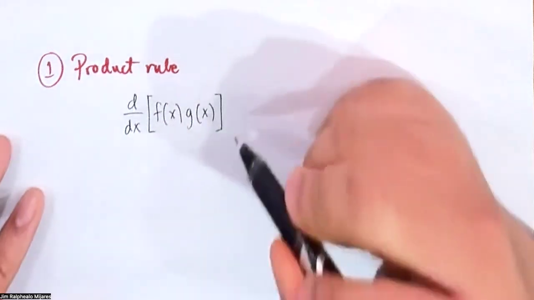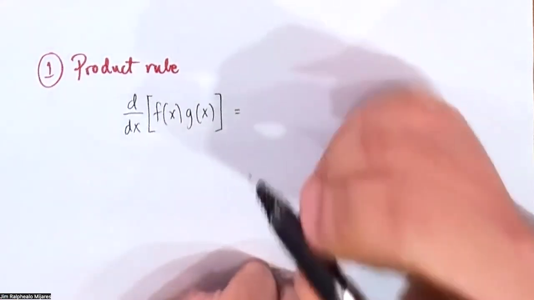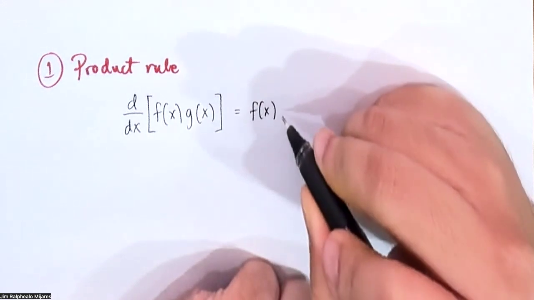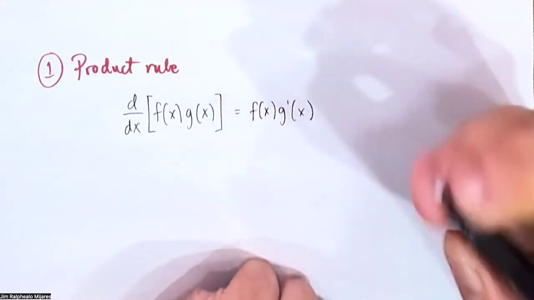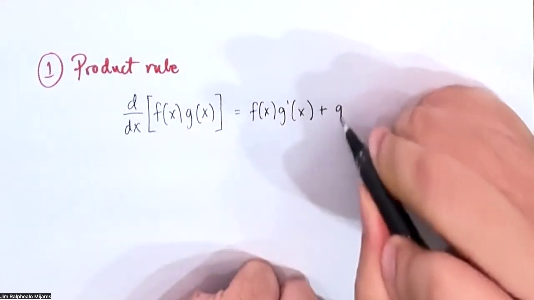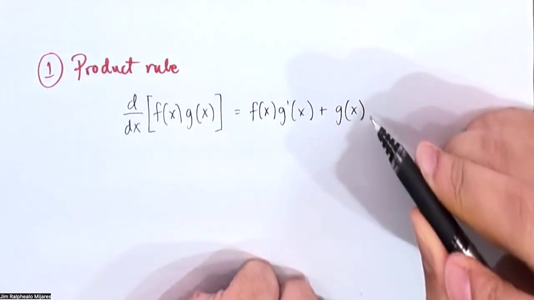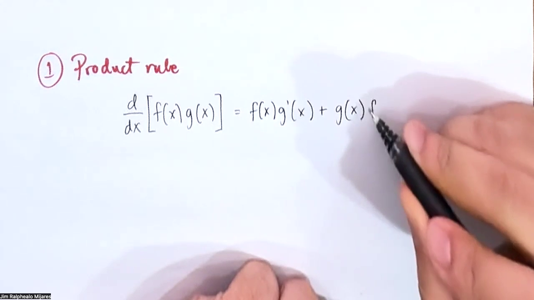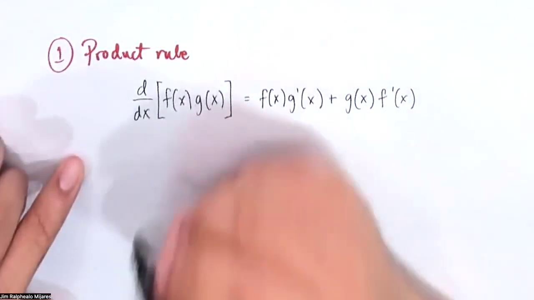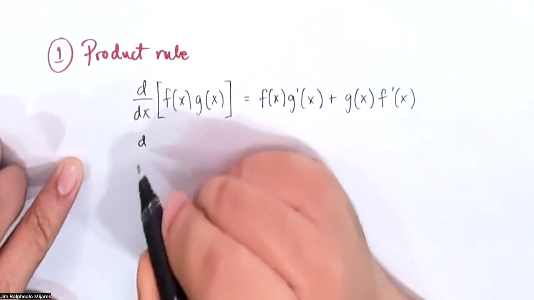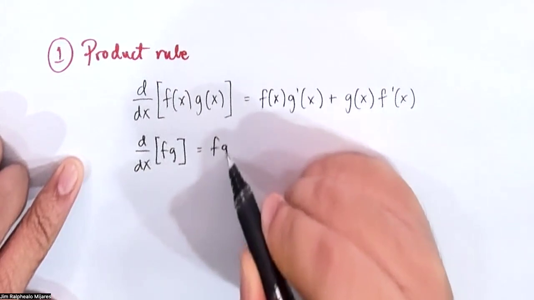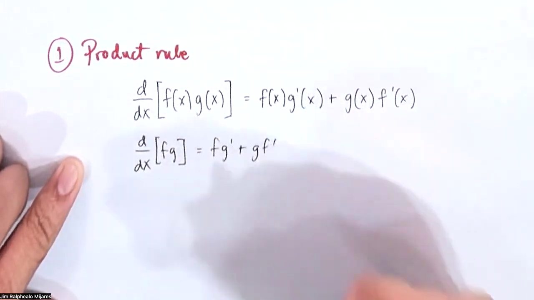Now, the rule is that it's equal to f of x times the derivative of g of x, so g prime of x, plus g of x times the derivative of f of x, f prime of x. Or more succinctly, (fg)' is equal to fg' plus gf'.